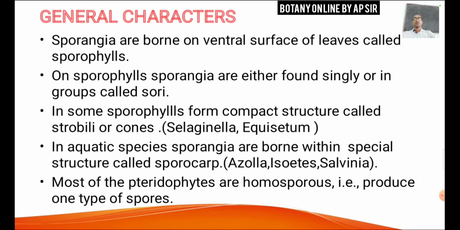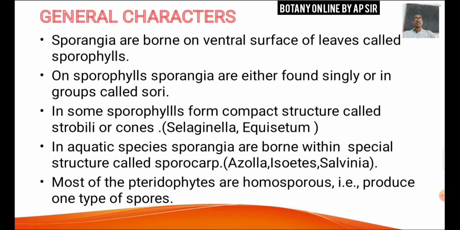Got it? You know what sporophylls are? The leaves bearing the sporangia are called sporophylls. So sometimes these sporophylls form a compact structure. They are called cones or strobili. Where are they found? In the case of Selaginella and Equisetum.